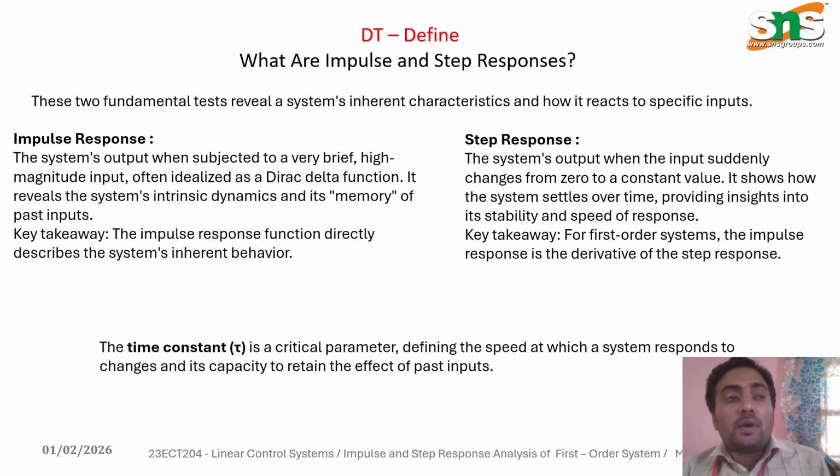An important point to remember is that for first order systems, the impulse response is the derivative of the step response. Also, we introduce a key parameter called time constant. This determines how fast or slow the system responds.